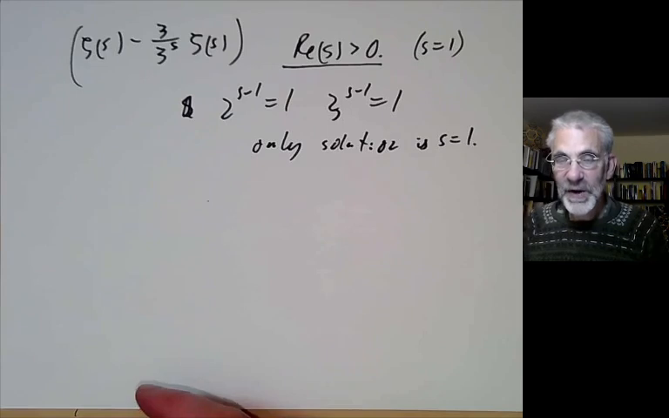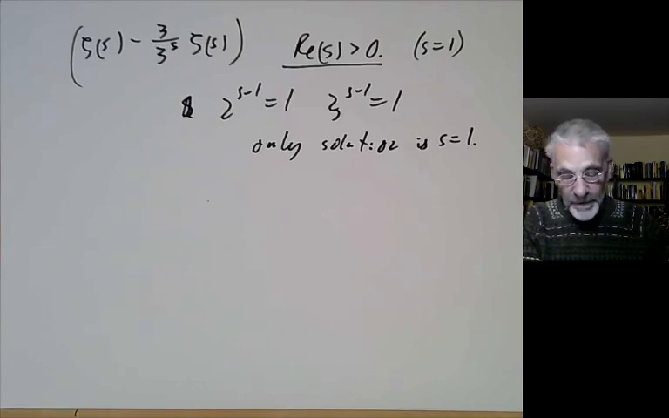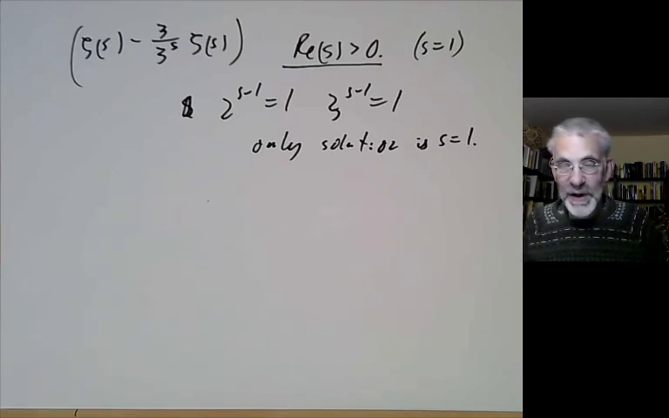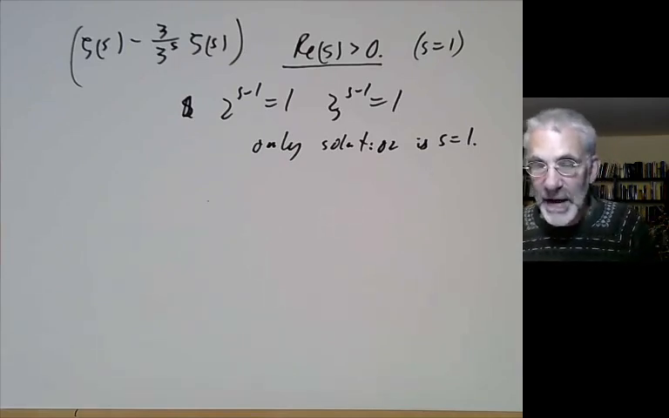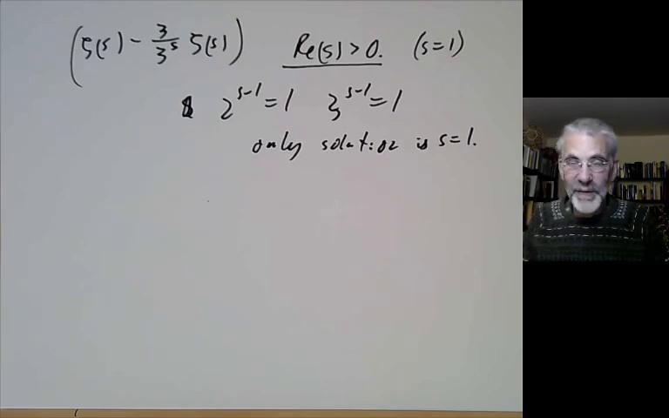So that's a summary of the basic background for the proof of the prime number theorem. So what I'm going to do next lecture is to go through steps 1 to 5 in a little bit more detail and actually sketch the proof of the prime number theorem.